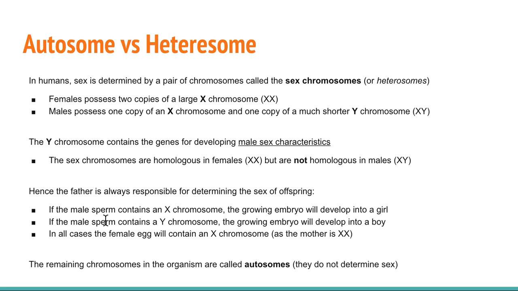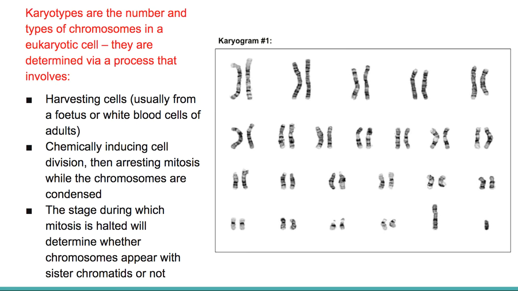So the father is always responsible for determining the sex of offspring. If the male sperm contains an X, then the growing embryo will develop into a girl. But if the male sperm contains a Y, then the growing embryo will develop into a boy. And in all cases, the female egg will contain an X, obviously. Now, the remaining chromosomes in the organism are called autosomes, and they do not determine the sex.